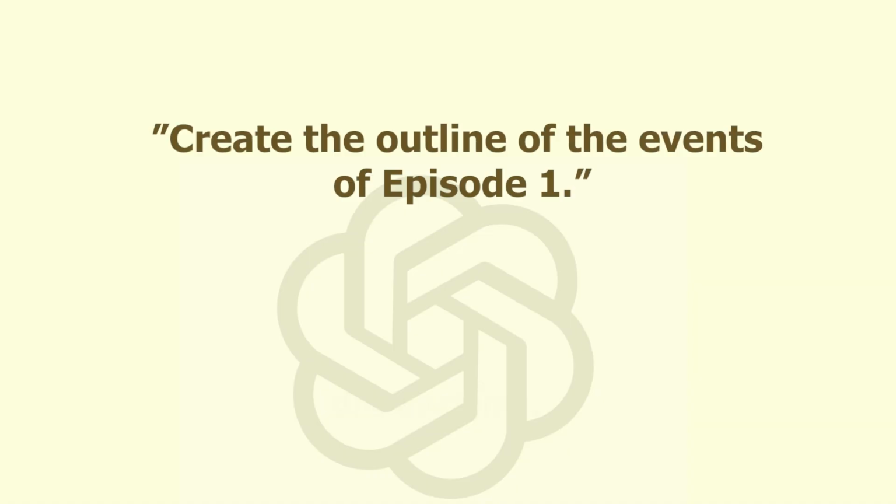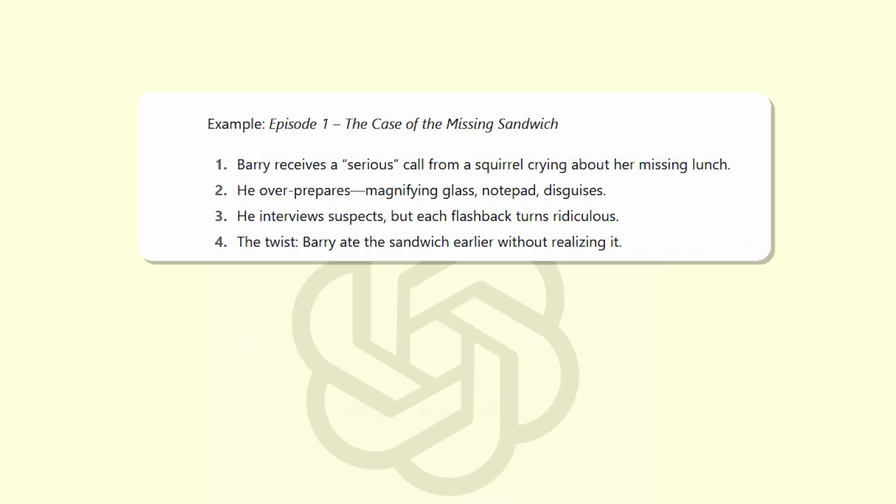This is where ChatGPT shines. Give it one episode idea and it builds a scene-by-scene outline of the episode. Simply ask it to create the outline of the events of episode 1. The results: episode 1, the case of the missing sandwich.